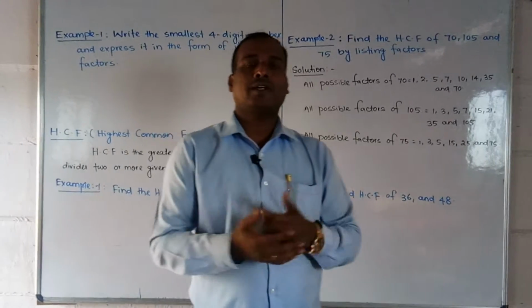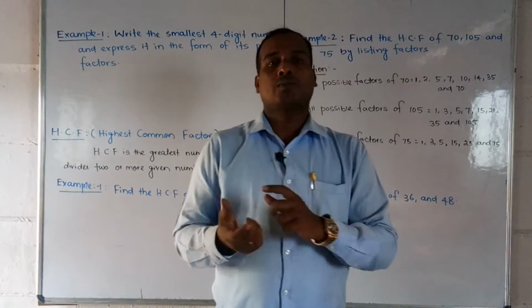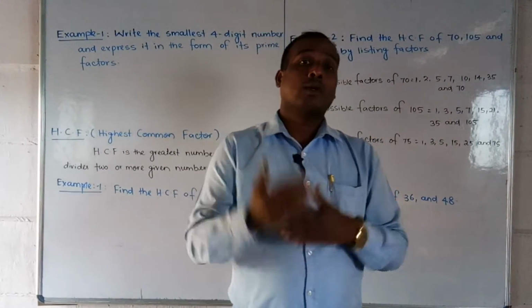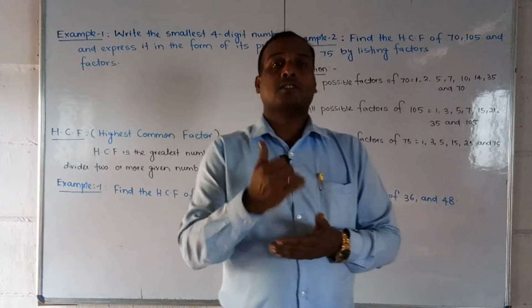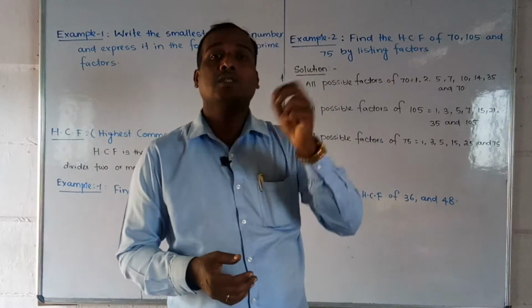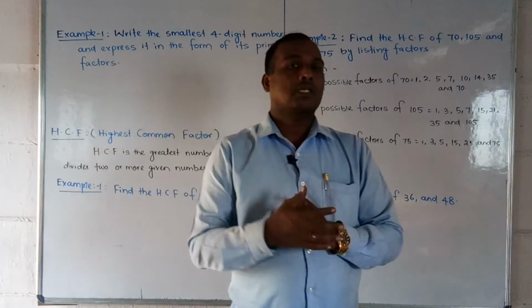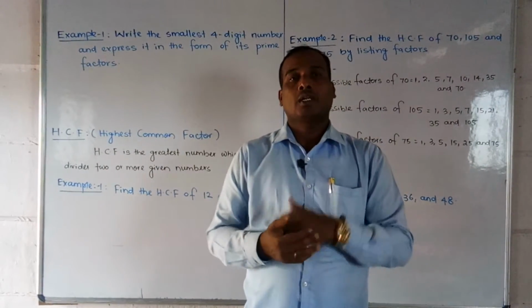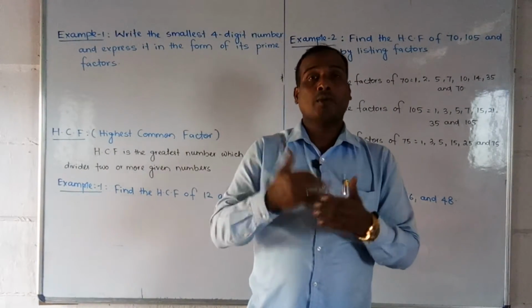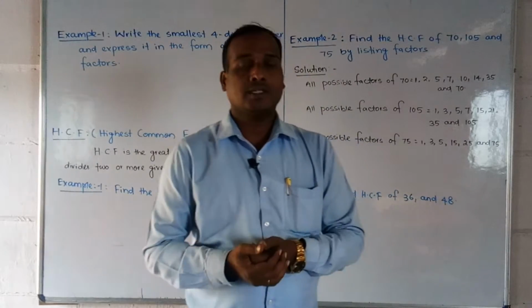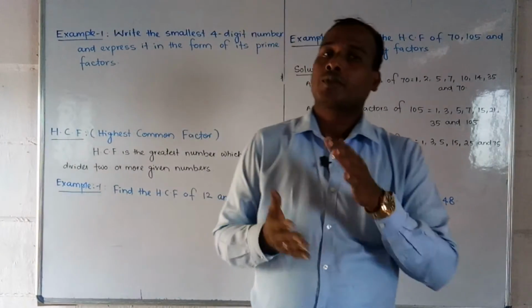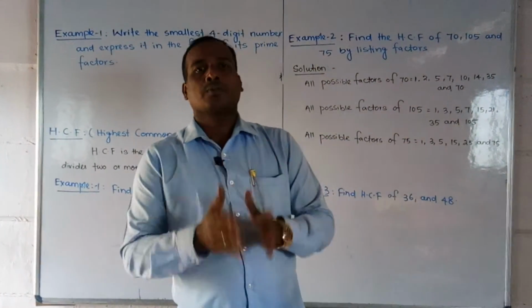Whenever you are finding the factors of two numbers, the common factors are the factors that are present in both numbers. And the common multiples of two numbers are the multiples that we find in common, which we have studied in the previous video.